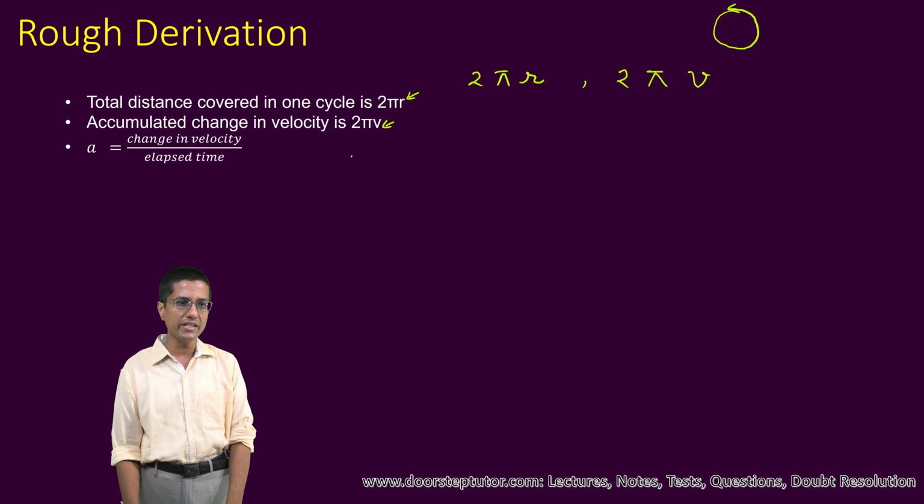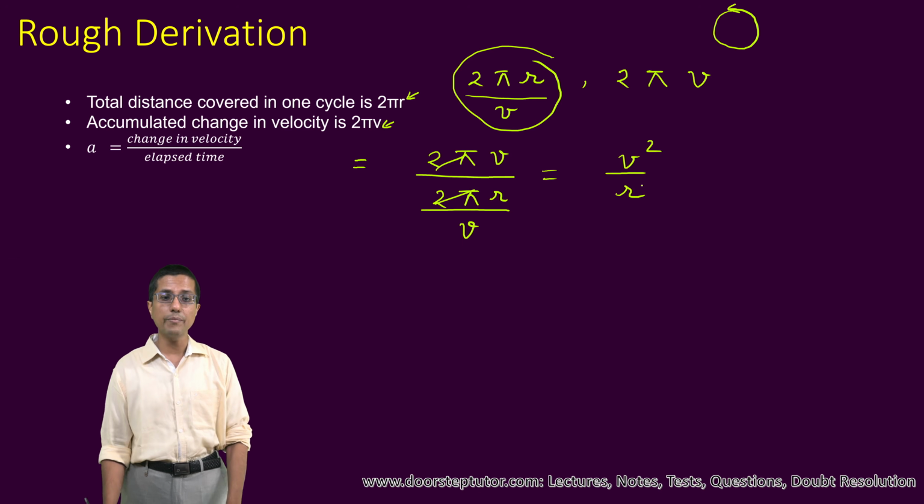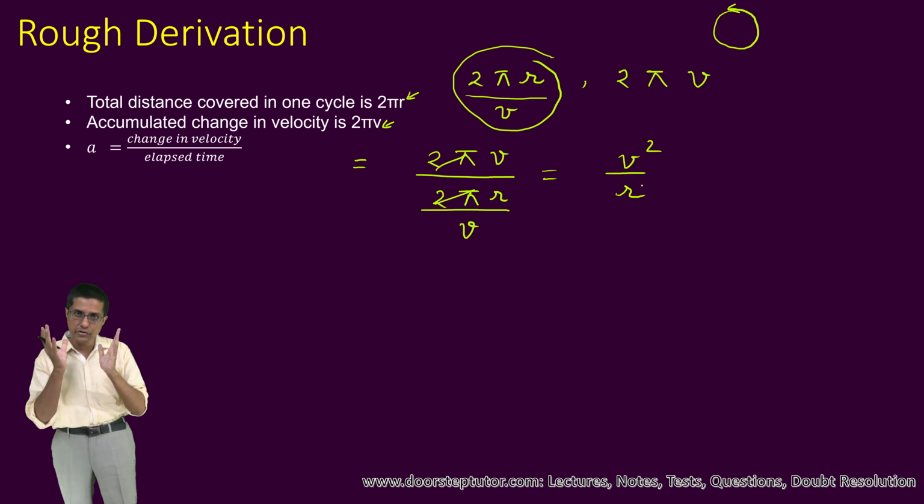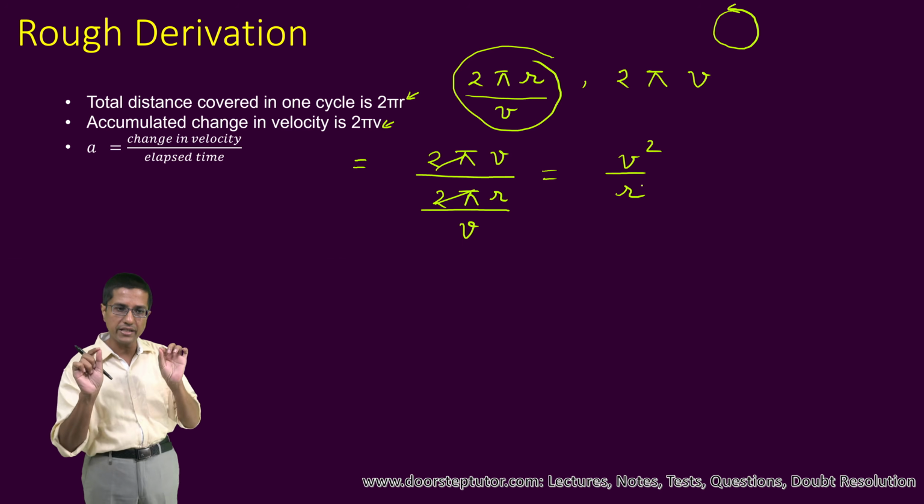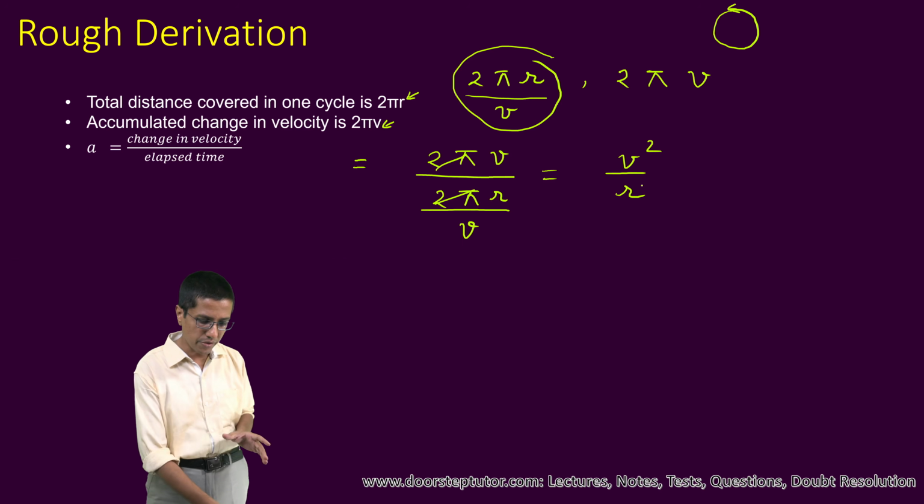And of course, acceleration is equal to change in velocity over elapsed time. The total change in velocity we are saying is 2 pi v. And what is the elapsed time? This is the total distance which is covered, and it is covered with a velocity of v. Therefore, the total time is 2 pi r by v. And of course, 2 pi and 2 pi cancel, and this becomes again equal to v squared by r. But this is a rough derivation. This is just for our intuitive understanding of where this v squared by r acceleration really comes from. The exact definition we have already done, and that is what you should really use.